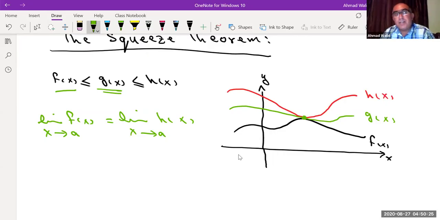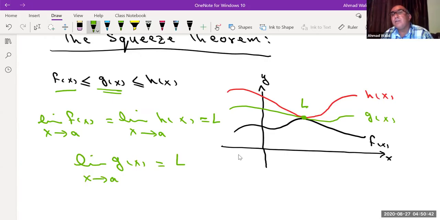If you have this relation, and this one is, for example, L, a number, here L, immediately you can write from here that the limit of g of x as x approaches a is L. Whatever this number is, g is forced to have the same limit because it's in between, it's squeezed, right? That's why it has the same limit. That's what we call the squeeze theorem.